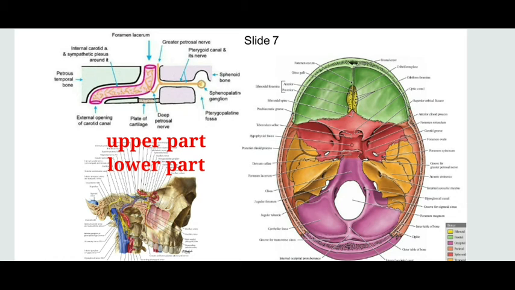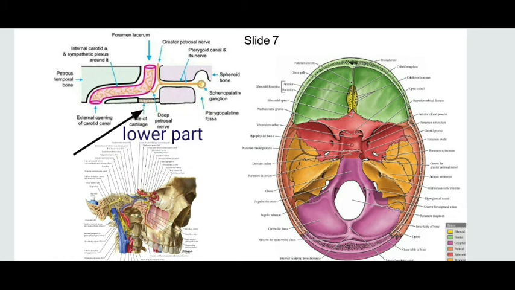During life, the lower part of foramen lacerum is filled with cartilage and no significant structure passes through the whole length of the canal except for the meningeal branch of ascending pharyngeal artery and an emissary vein from the cavernous sinus.